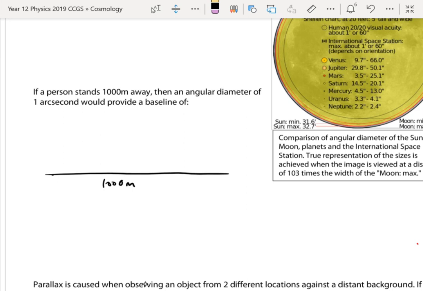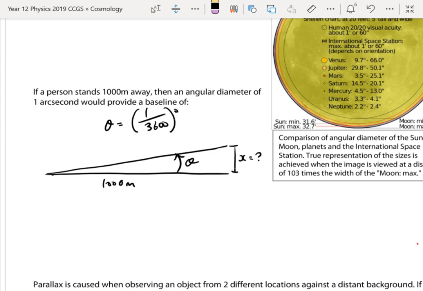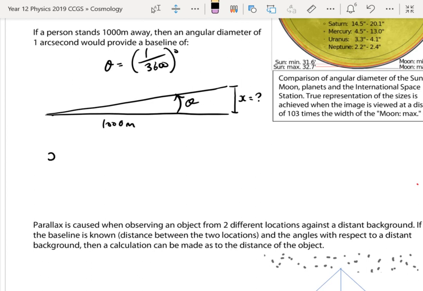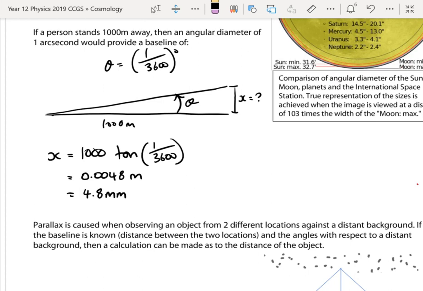What we're going to say is, what would an arc second look like? If I subtended an arc second from the distance, what would the baseline be? So what length would x be if I set theta to be 1 arc second? Okay? And we can use our trigonometry. I can say that x is going to equal 1000 tan of our angle. And it comes out to be 0.0048 metres high, or in other terms, 4.8 millimetres.